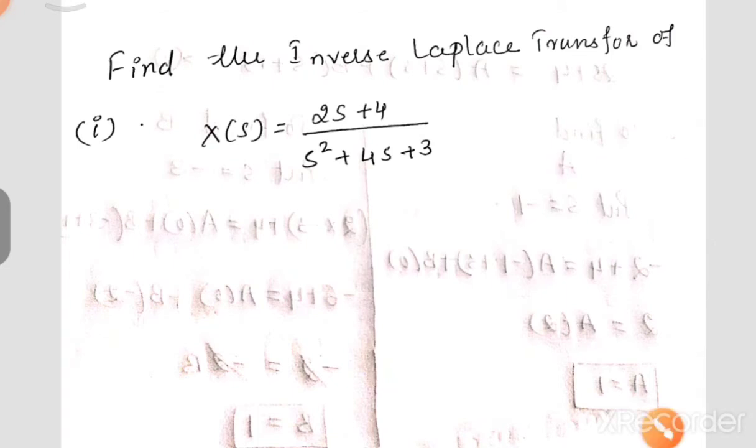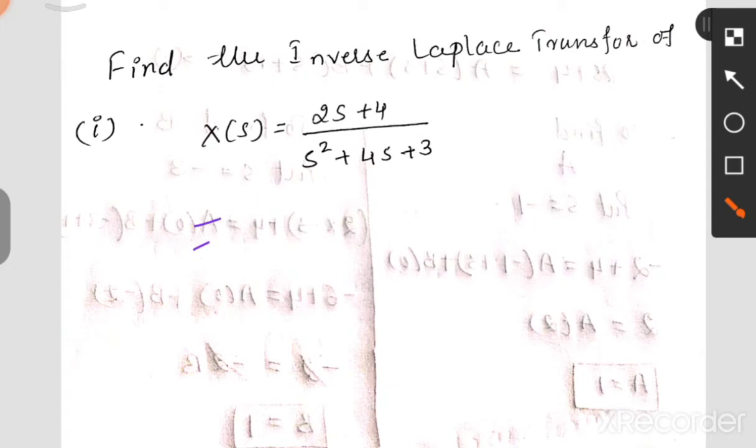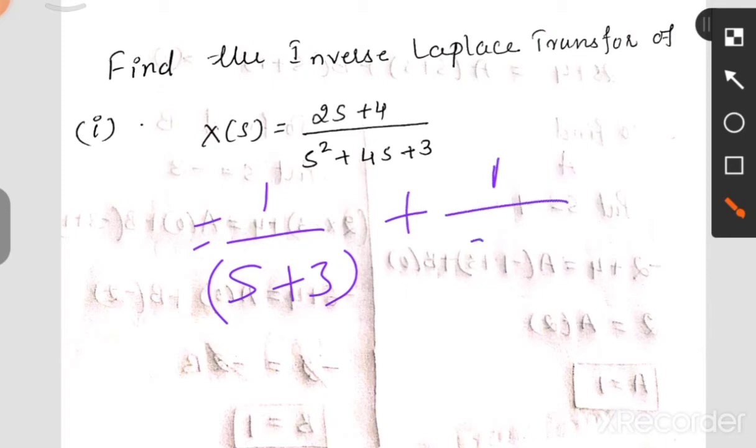Therefore we get a divided by (s plus 3), that is 1 divided by (s plus 3), because now we are substituting the a value as 1, and the b value is also 1, divided by (s plus 1). So now, after this, we have to apply inverse Laplace transformation to 1 divided by (s plus 3) and 1 divided by (s plus 1).